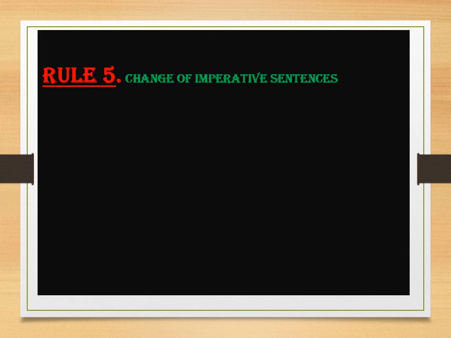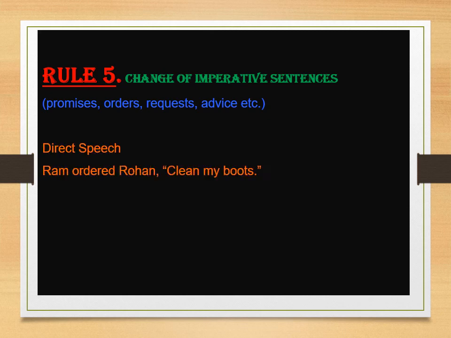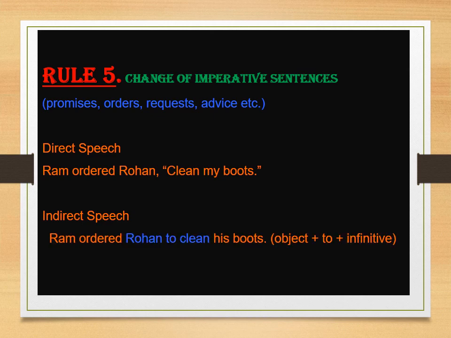Change of imperative sentence. Now, imperative sentences include orders, requests, commands, promises, advice, all this. So what do you do? In direct speech: Ram ordered Rohan, "Clean my boots." So this becomes indirect speech: Ram ordered Rohan to clean his boots. Did you see, children? I have joined the sentence using to. So here the formation becomes object plus to plus the infinitive form of the verb.